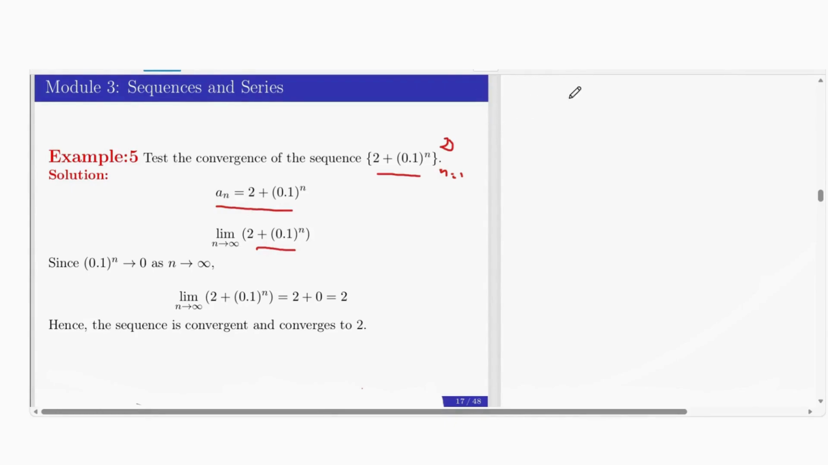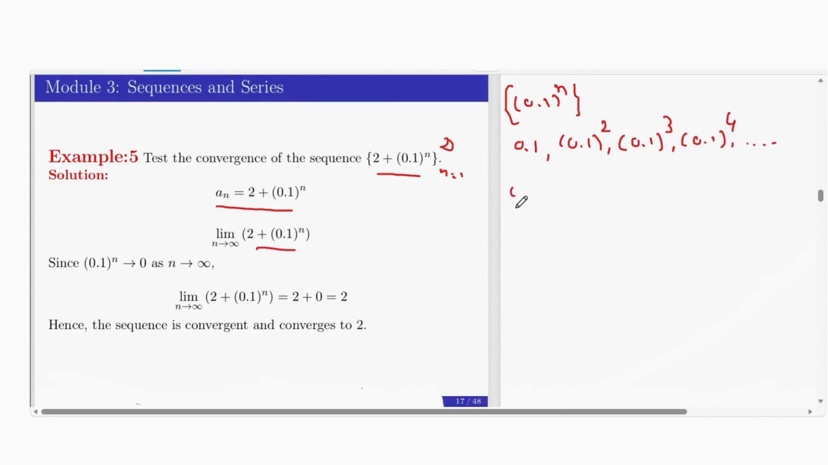As we know, 0.1 raised to n. Okay. This is the sequence. Now let's check the terms of this sequence. So what is the first term? 0.1, for n equal to 1. What is the second term? The second term is 0.1 squared. What is the third term? The third term is 0.1 raised to 3. What is the fourth term? 0.1 raised to 4. Okay, and this sequence contains an infinite number of terms.